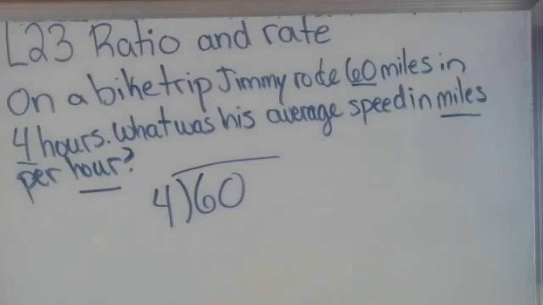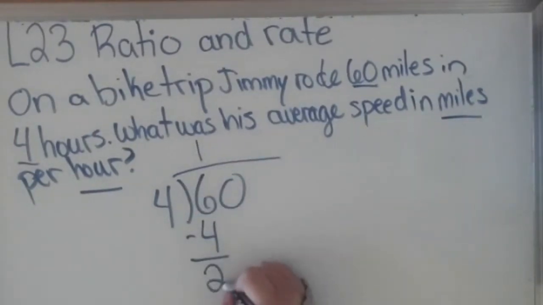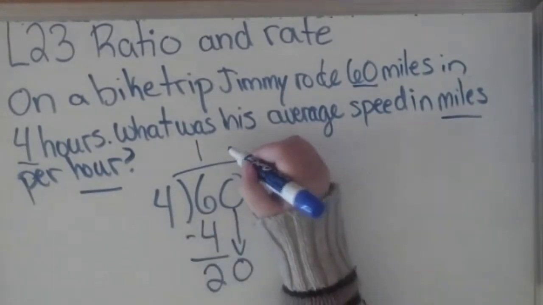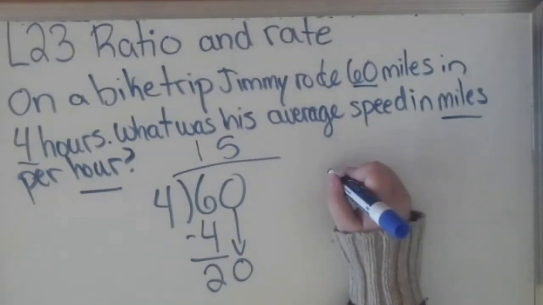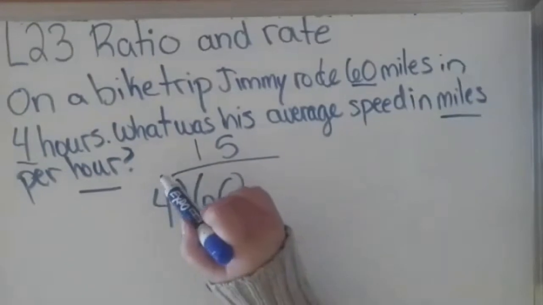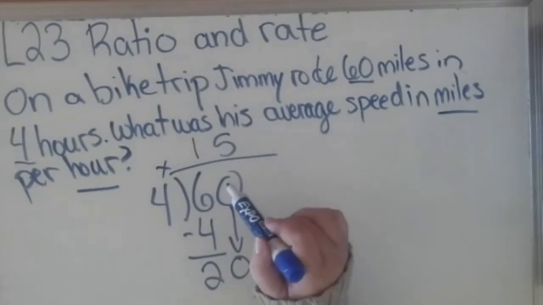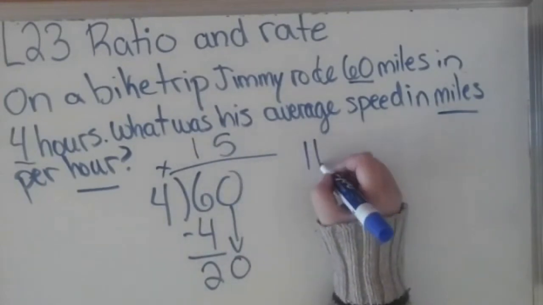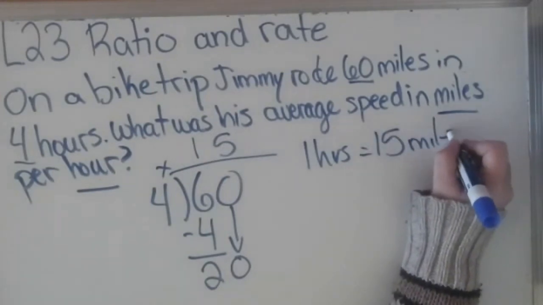So 4 goes into 6 once, which is 4, subtract, equals 2. Bring down the 0. 4 goes into 20 5 times, which is 20. And I'm not going to continue because we know that 4 into 20 goes evenly. So 15 times, which means, remember our relationships between multiplication and division, this means that 4 times 15 equals 60. So 4 groups of 15 is 60, which means that for 1 hour, it is 15 miles per hour.